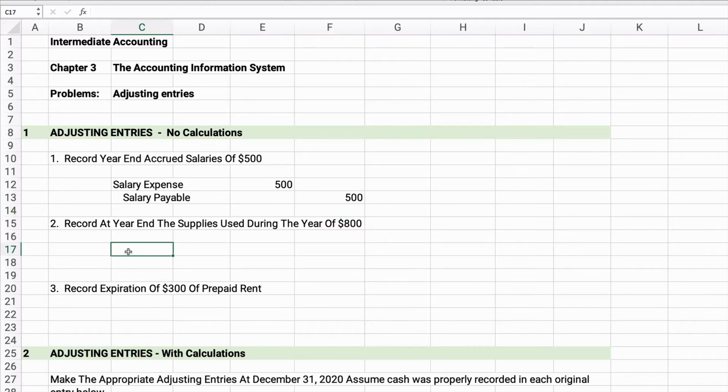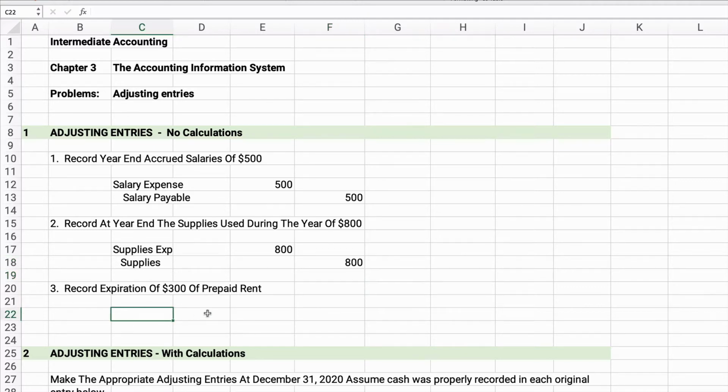The next one down is, what if we record at year end the supplies that were used during the year of $800? So we have an account called supplies, so we're going to have supplies expense. I'm going to abbreviate the expense, and I'm going to credit the supplies account. So supplies expense is $800, and the supplies account goes down $800. Remember, you need to remember your debits and credits. Supplies is an asset that takes a debit to increase, so a credit would decrease it. Supplies expense is an expense account that takes a debit to increase.